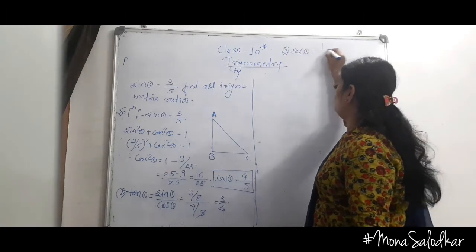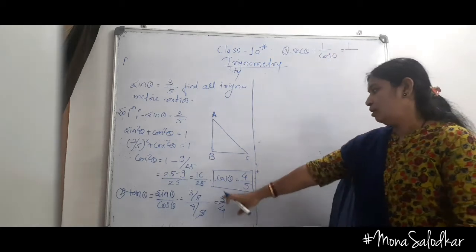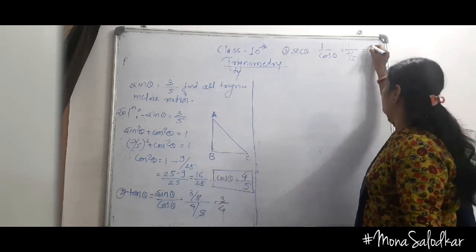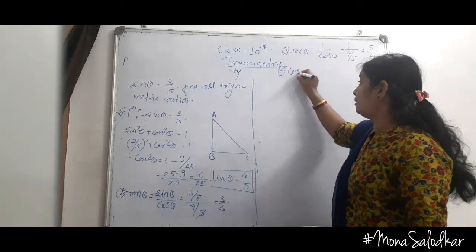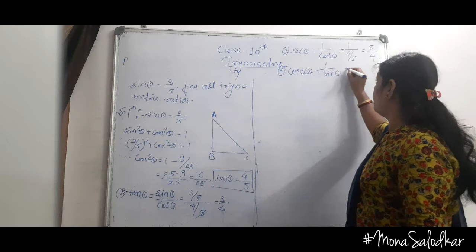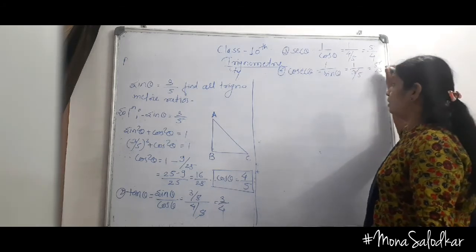Then next you have to find out sec theta. Sec theta is equal to 1 upon cos. Now cos is how much? Cos is 4 upon 5. So 1 upon 4 upon 5, what you get? 5 upon 4. Similarly, how will you find cosec? Cosec theta is equal to 1 upon sin. 1 upon sin means 1 upon 3 upon 5. So you get 5 upon 3.